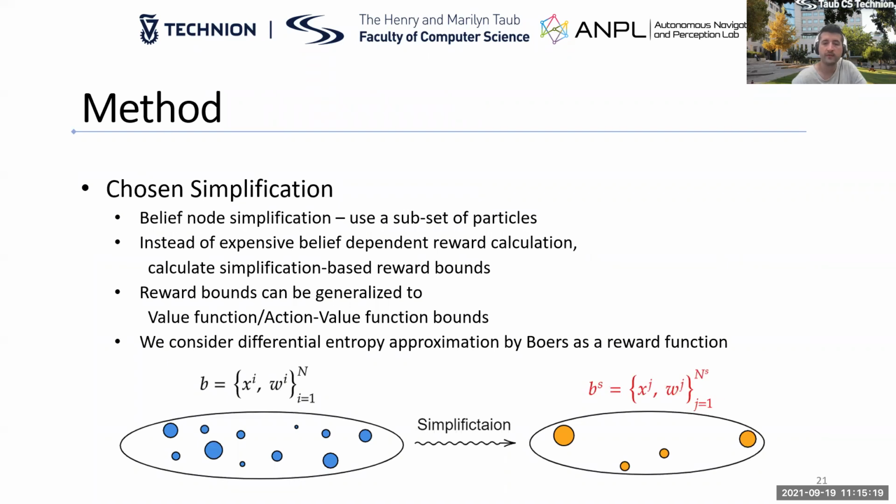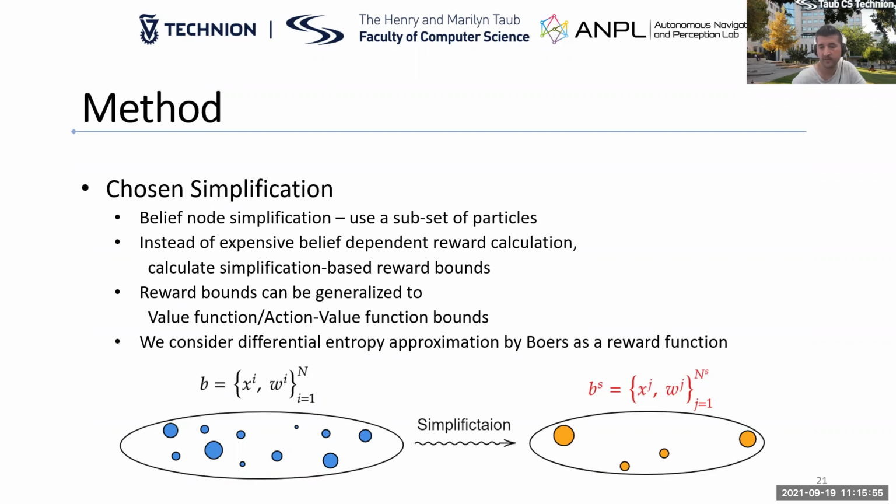So we use simplification in order to speed up POMDP planning. Many simplifications exist, and we focus on belief node simplification as seen in the illustration below. When the belief is represented as a set of weighted particles, we take a subset of particles in order to represent what we denote as a simplified belief. So here you can see in blue the original belief represented as a set of weighted particles, and the simplified belief corresponds to taking some subset of these particles.